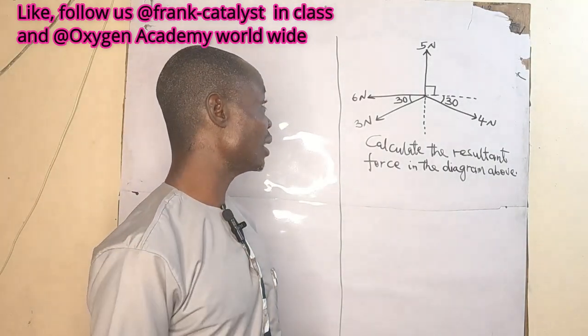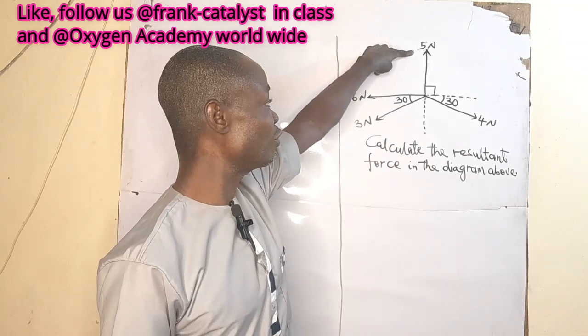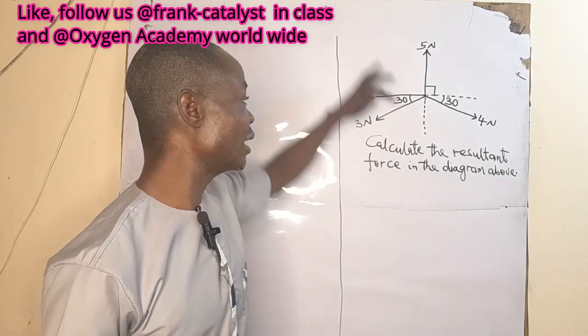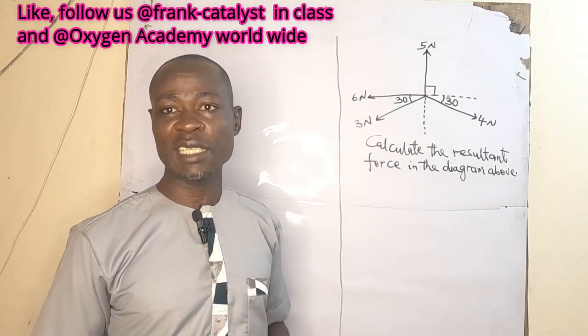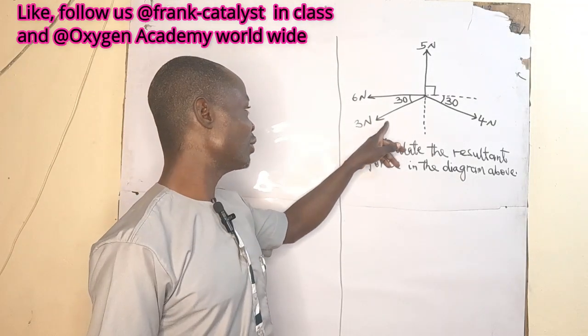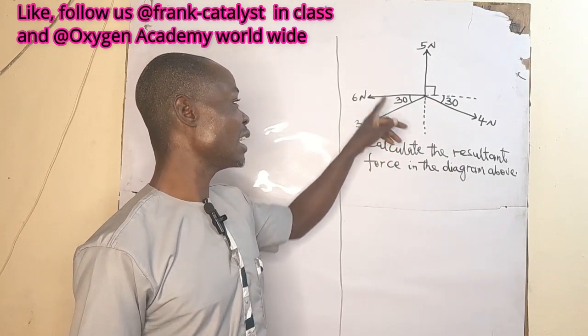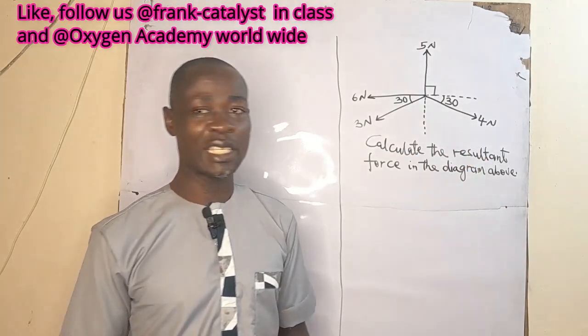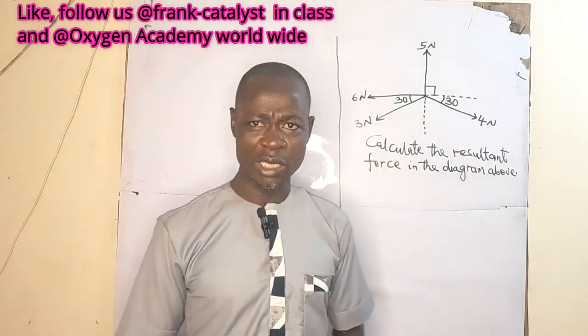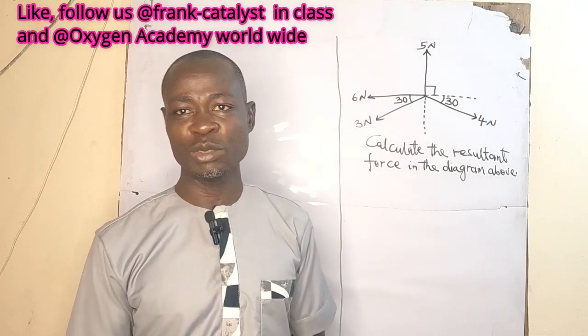Now let us take a look at these forces and the angles they make with the horizontal. The 5 Newton force is making an angle of 90 with the horizontal. The 6 Newton force is already horizontal, so the angle it has with the horizontal is 0. The 3 Newton force is making an angle of 30 with the horizontal, and the 4 Newton force is making another angle of 30 with the horizontal. So how do we now resolve this into components?